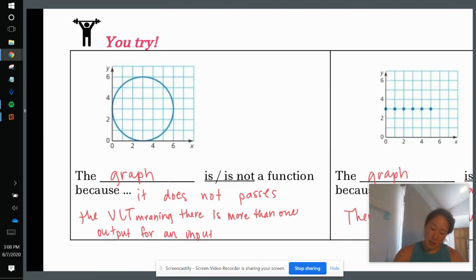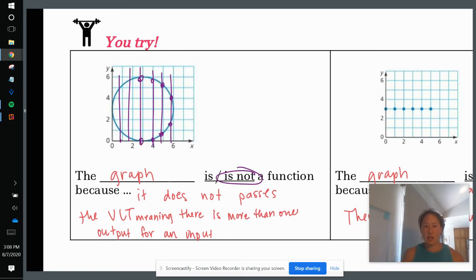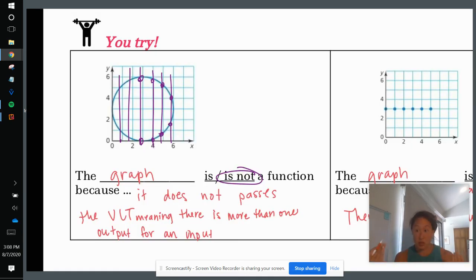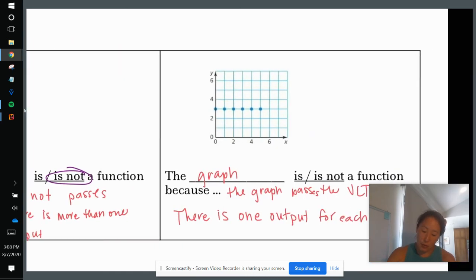All right, next up, you're trying this one, and hopefully you've already tried it. We're going to use the vertical line test to see if there's more than one output for an input, and I can see there's many x values. At x equals 5, there's two outputs. At x equals 4, there's two outputs. At x equals 3, there's two outputs. So the graph does not pass the vertical line test, meaning there is more than one output for an input somewhere on the graph. Can it happen just once? Yeah, and that's okay. If it doesn't pass at one certain x value, we don't have a function. No function.